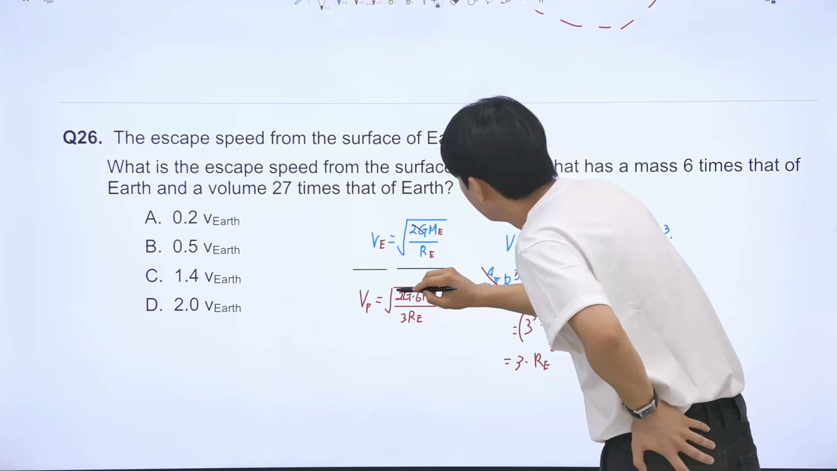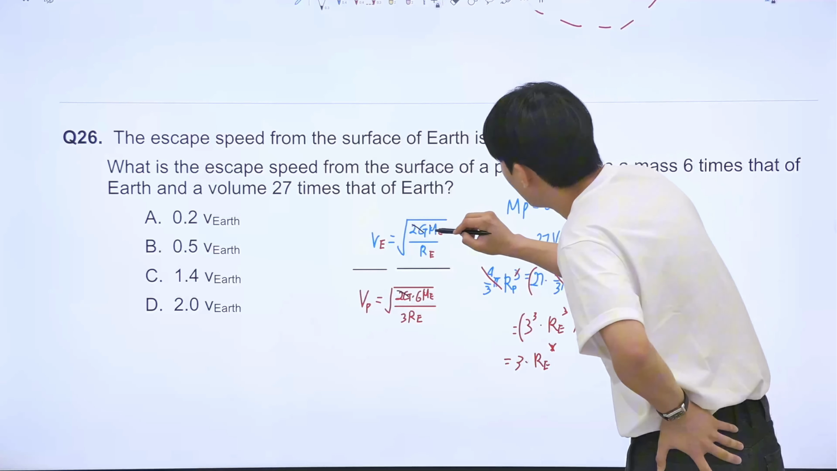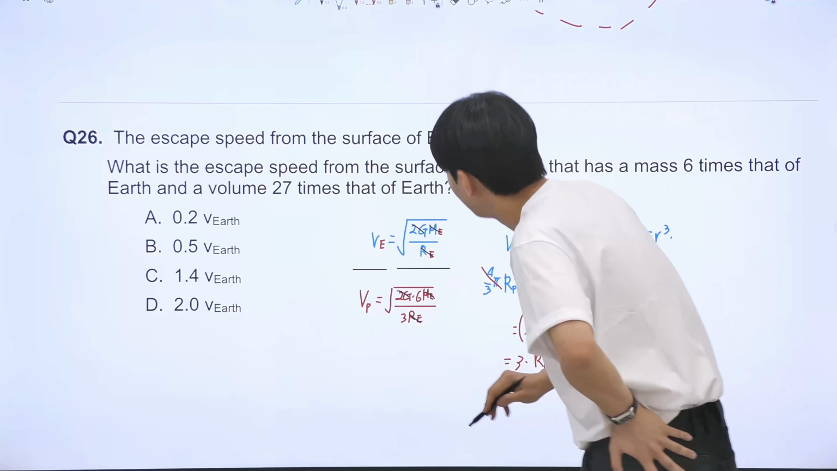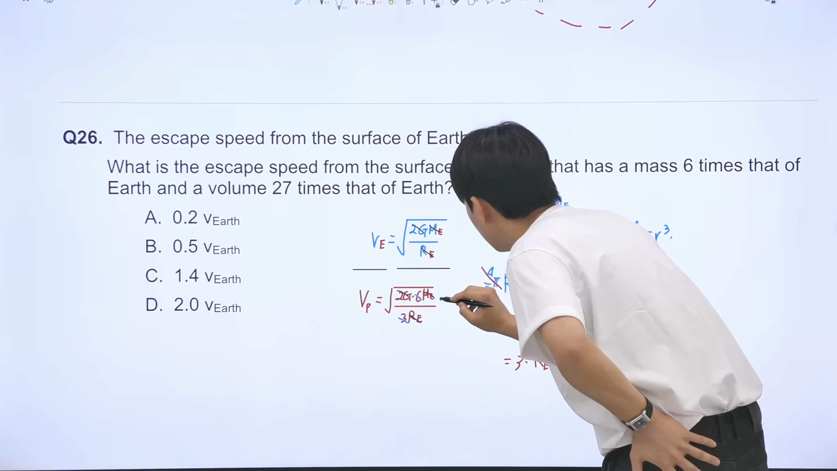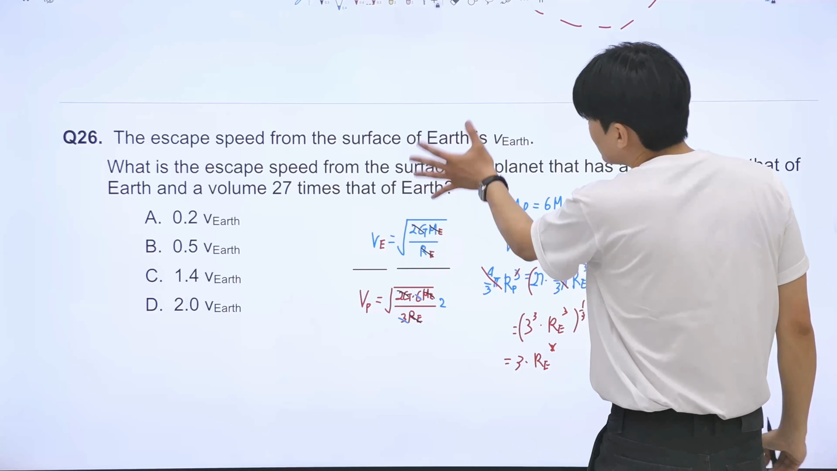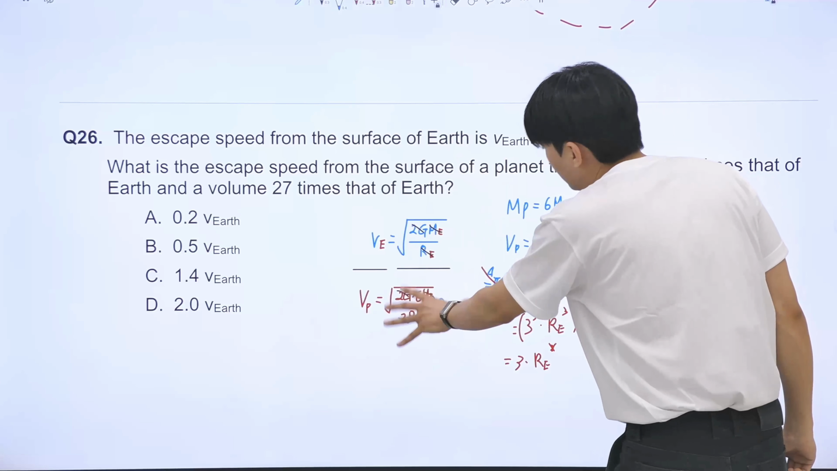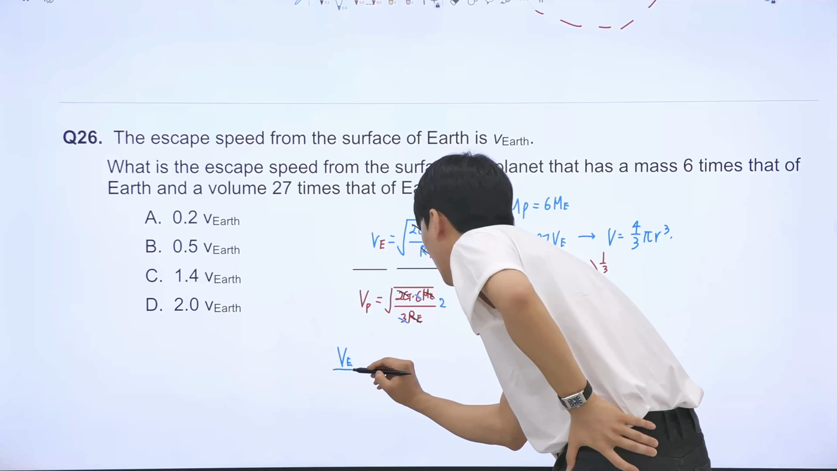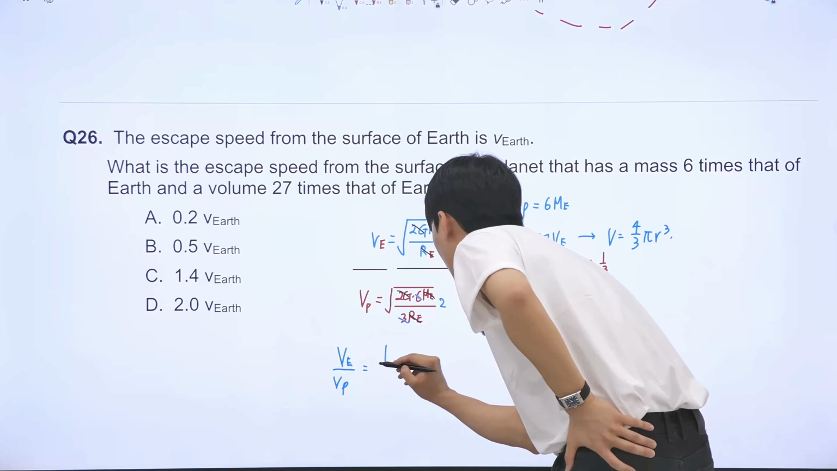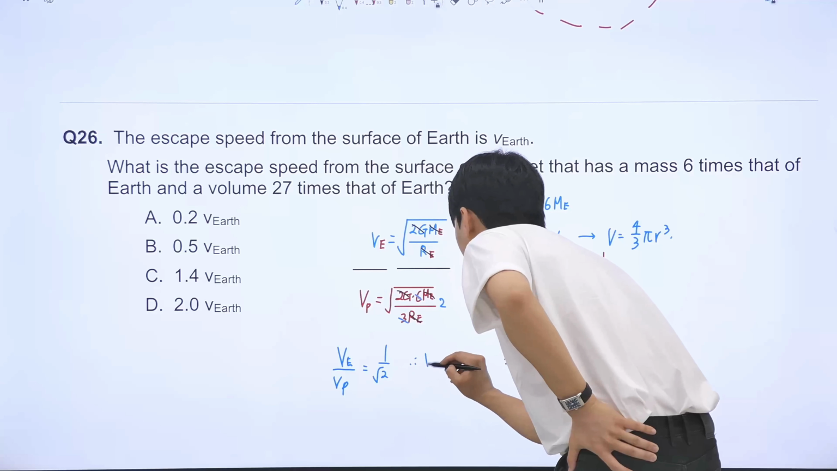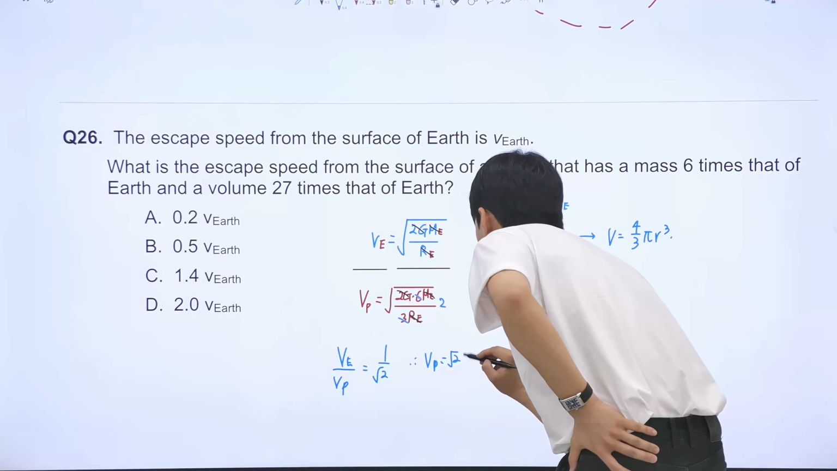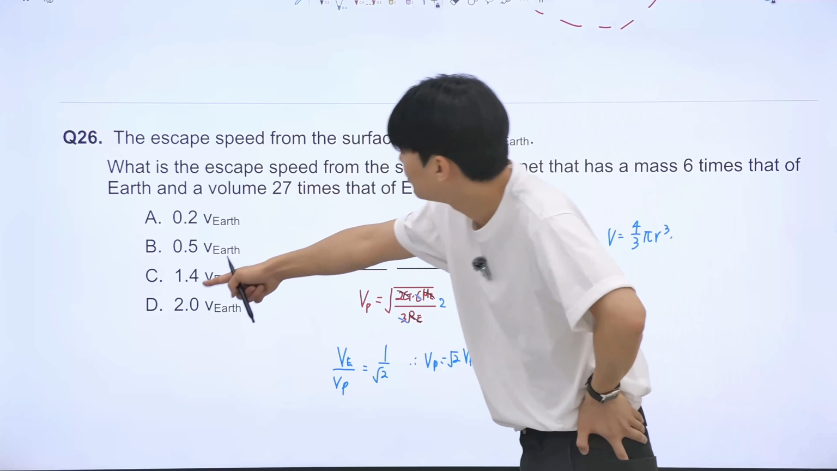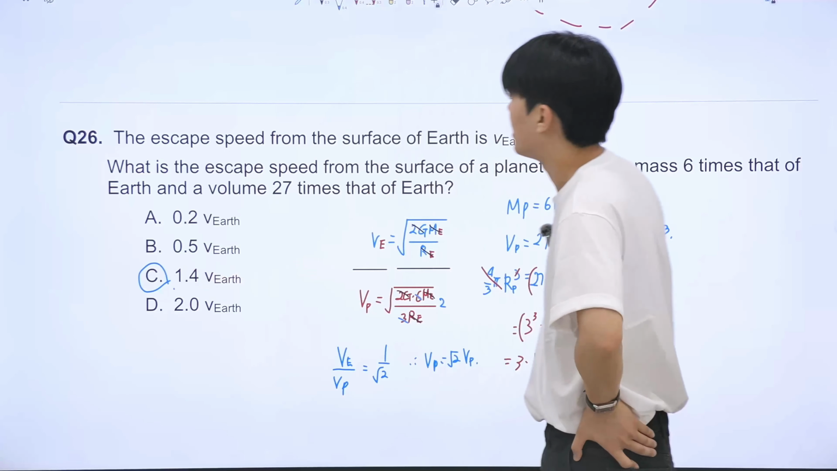So 2 of g cancels out, me cancels out, re cancels out. So what I'm left with is 3 divided by 6, which is 1/2. The whole upper side cancels out, and on the bottom side we only have root 2, right? So ve over vp equals 1 over root 2. That means that vp is root 2 times ve. Root 2 is about 1.4, so C must be the answer.